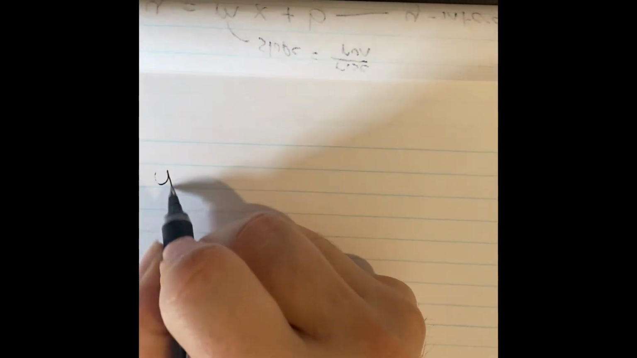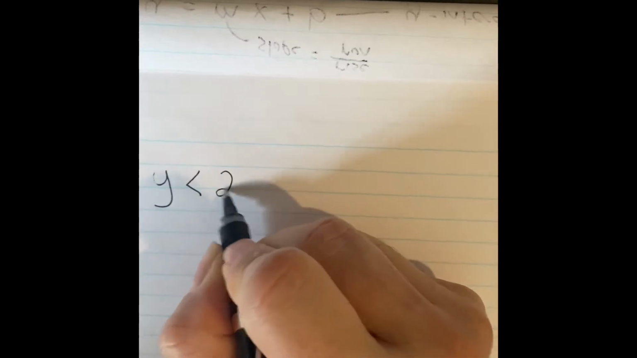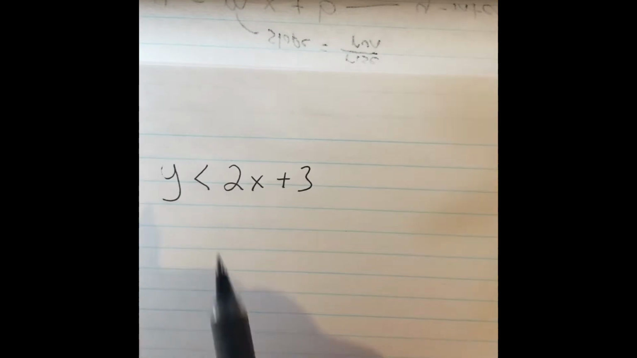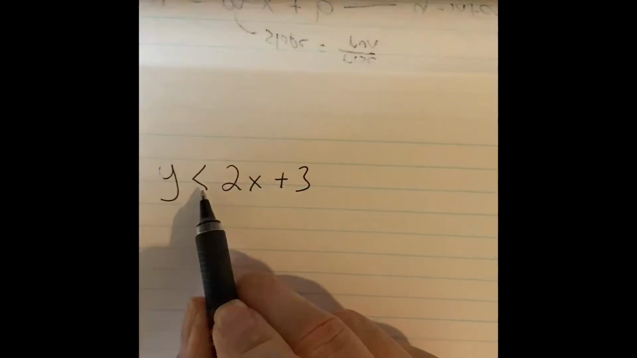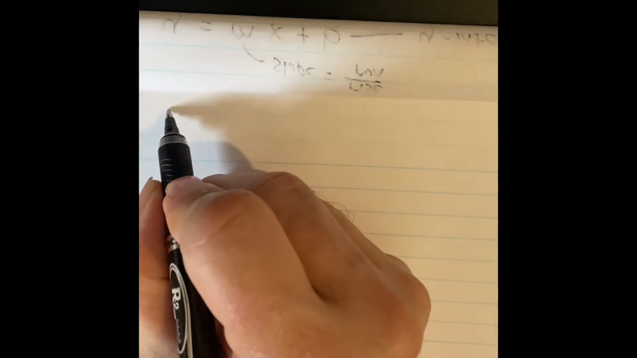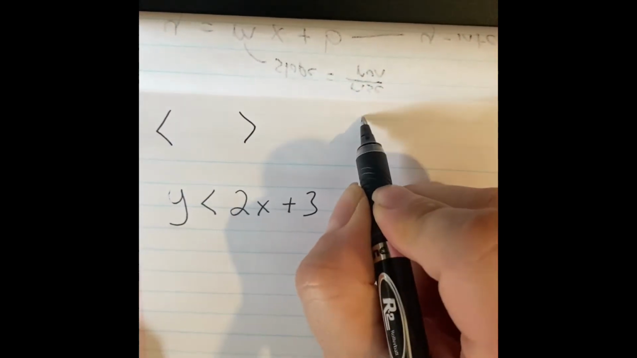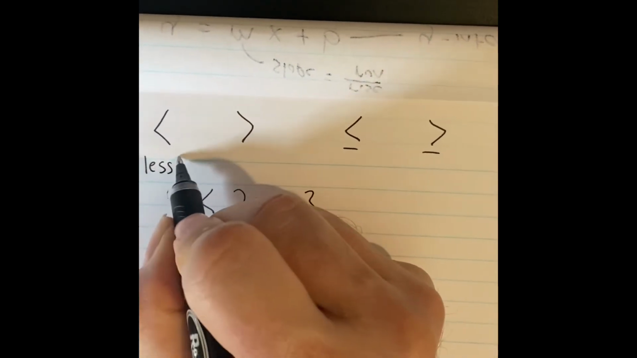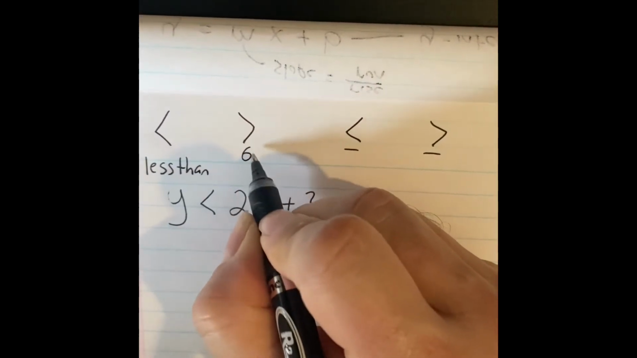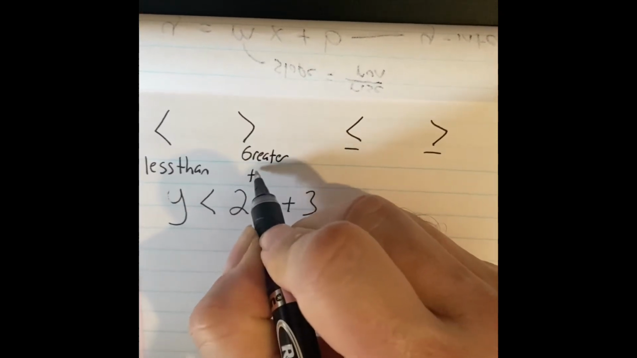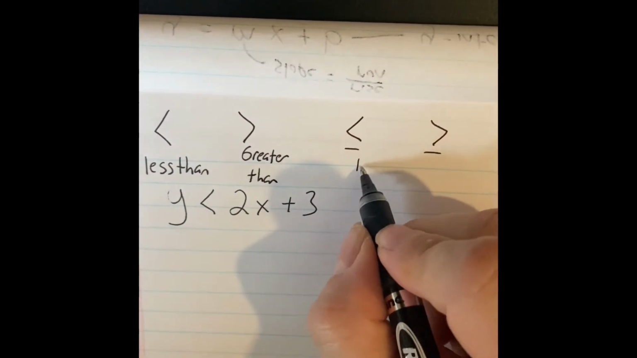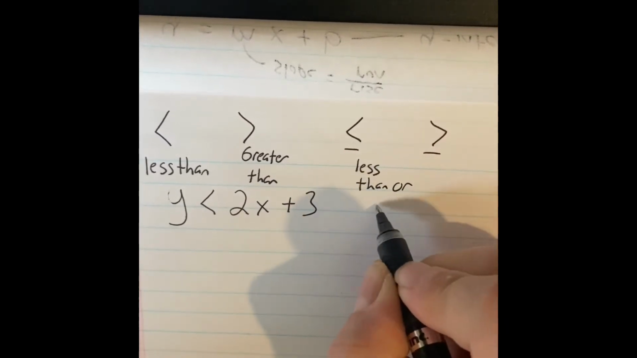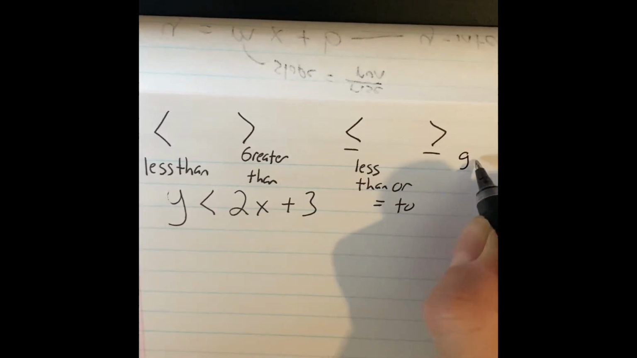So you were given problems like this. Y maybe is less than 2x plus 3. If you notice, the difference is we don't have equal signs anymore. We have less thans and greater thans. Review that a little bit. You have this, this, this, and this. This is less than. This is greater than. This is less than or equal to. And this is greater than or equal to.